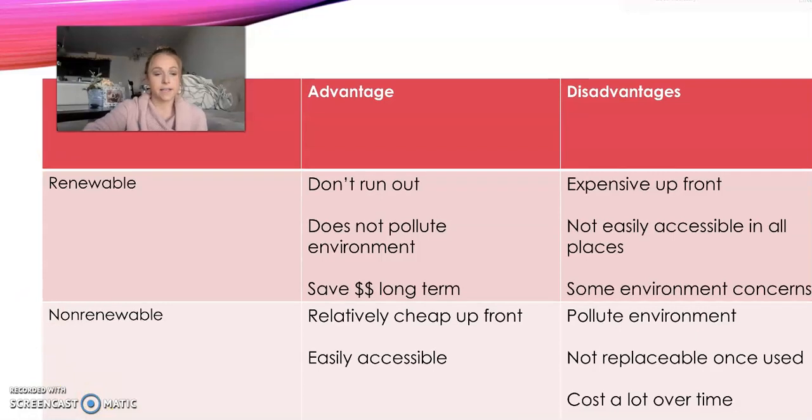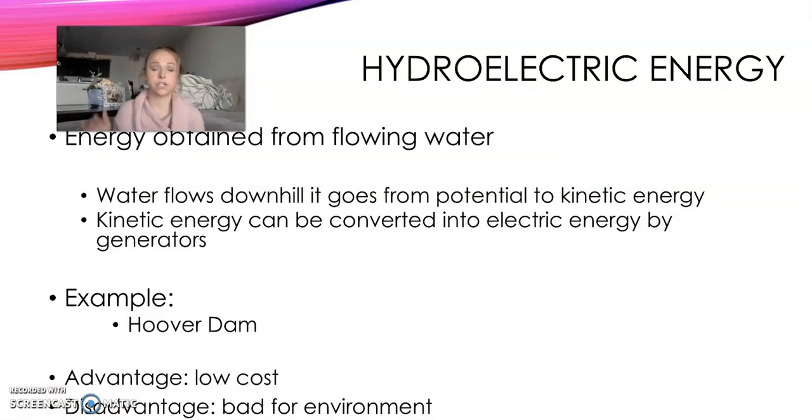All right, so the next thing that we are going to do is go into each of the different areas of the renewable energy resources. The first one we're going to talk about is hydroelectric energy, and this is energy obtained from flowing water. An example of this would be the Hoover Dam. So the water flows downhill. It goes from potential energy, and then as it falls, it turns into kinetic energy. Well, that kinetic energy can be converted into electric energy by using generators.